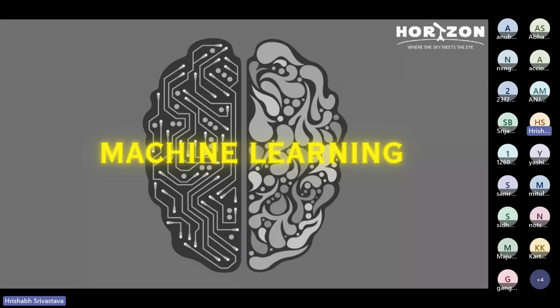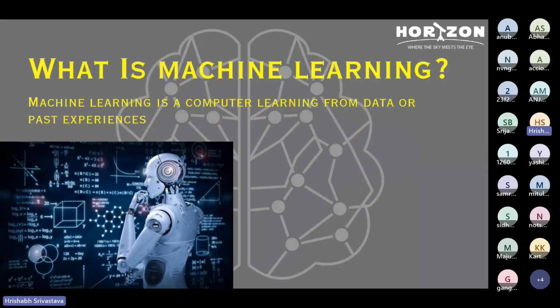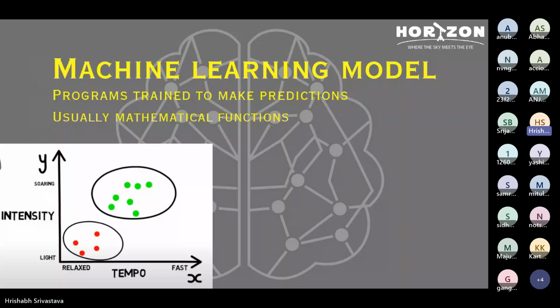So what is machine learning? As the slide says, machine learning is just a computer learning from data, from past experiences, as I have talked about till now. I explained to you all what a machine learning function is, right?